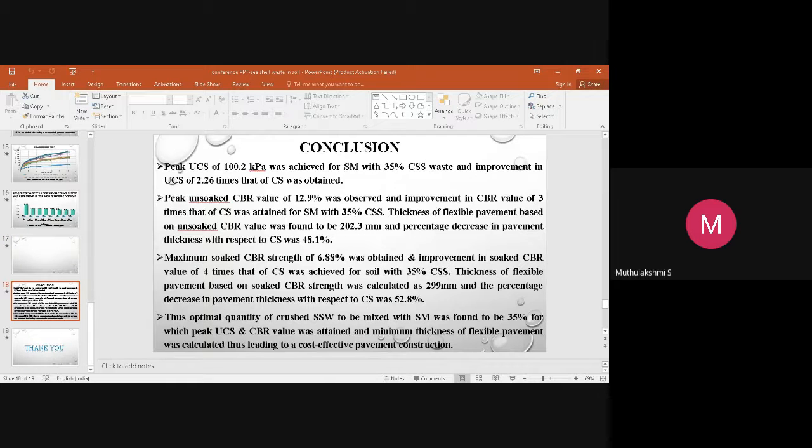The conclusion is that a maximum shear strength of 100.2 kilopascal, a maximum unsoaked CBR strength of 12.9%, and a maximum soaked CBR strength of 6.88% were achieved for silty sand soil having 35% crushed seashell waste. So the ideal percentage to be added is 35%. This also resulted in a reduction in the thickness of the flexible pavement, thus resulting in an economical construction.